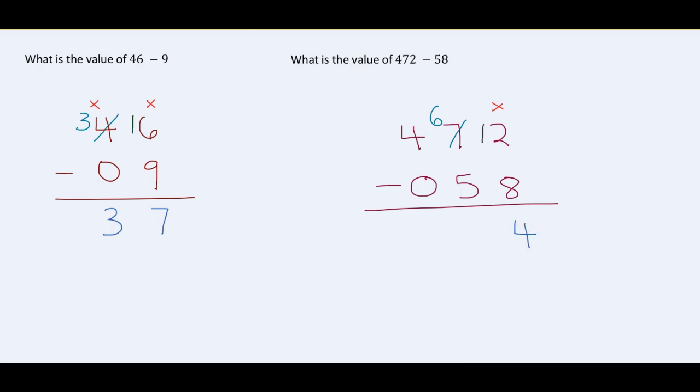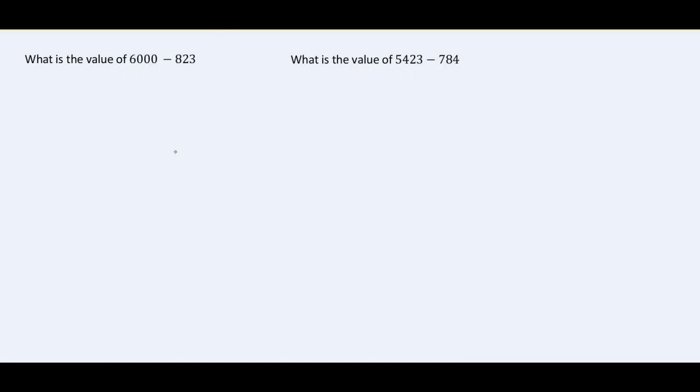Then we move over to the left hand side. 6 minus 5, that will give you 1. And then we move over to the left hand side again. 4 minus 0, that will give you 4.